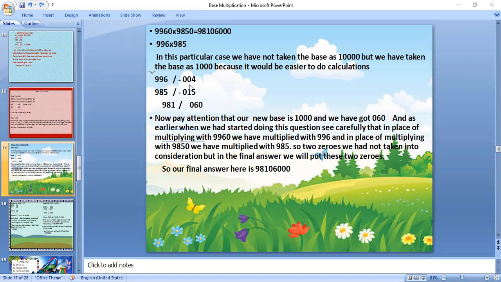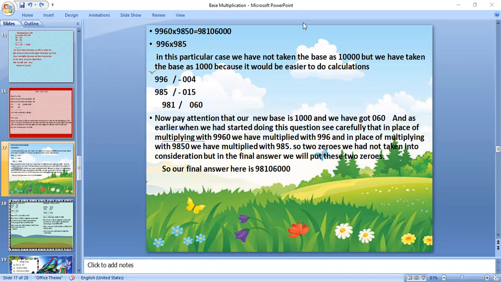But when we write down the final answer, we will put these zeros at the end, because here we have ignored 2 zeros. Look, here also we have ignored one 0 and one 0 here. So 2 zeros we have ignored. So when we get the final answer, the 2 zeros which we ignored earlier, we will write down here. Now you see, how will you solve it?